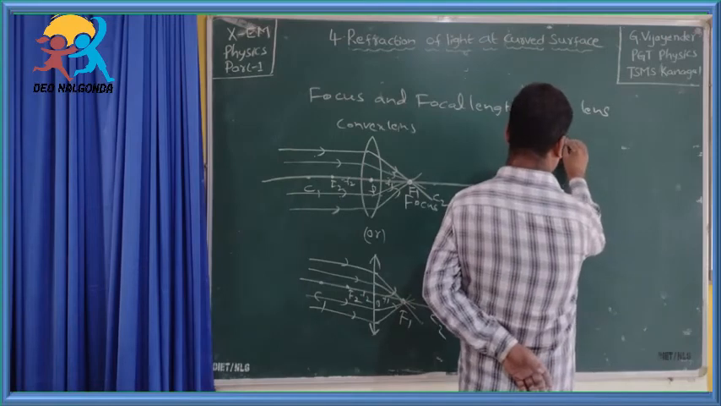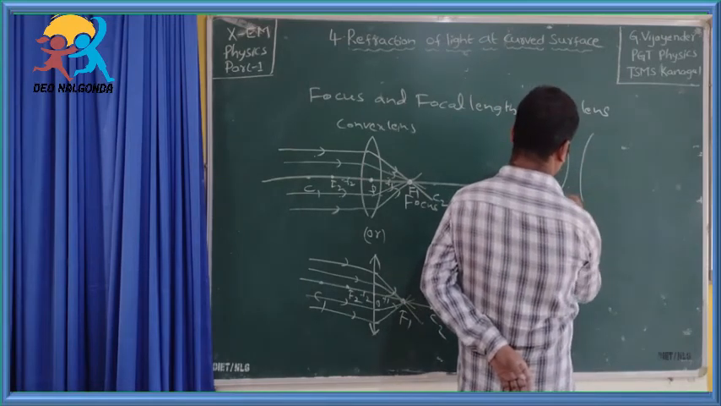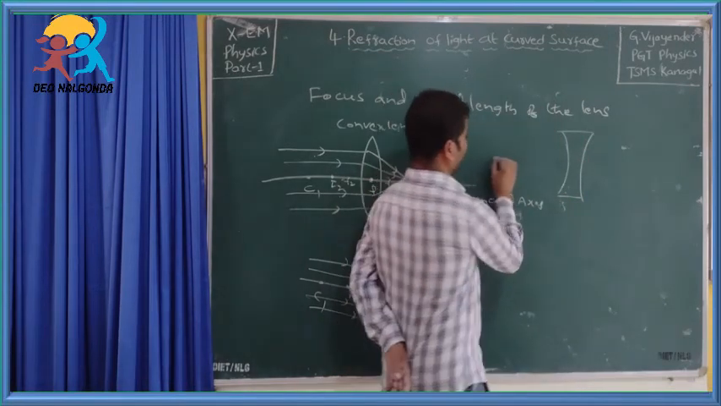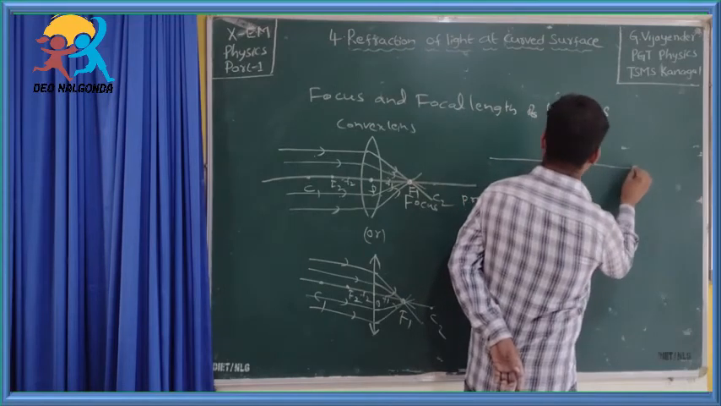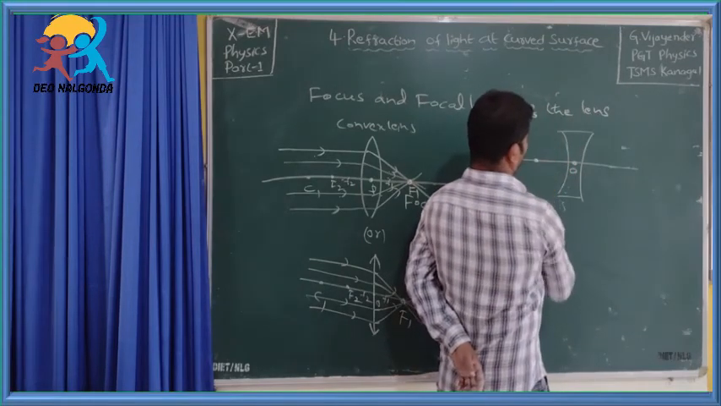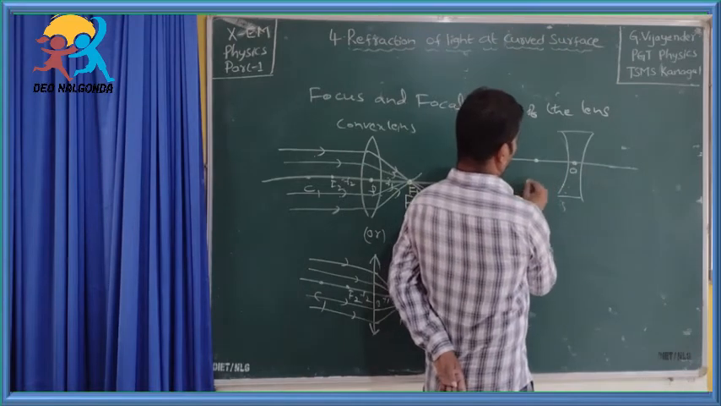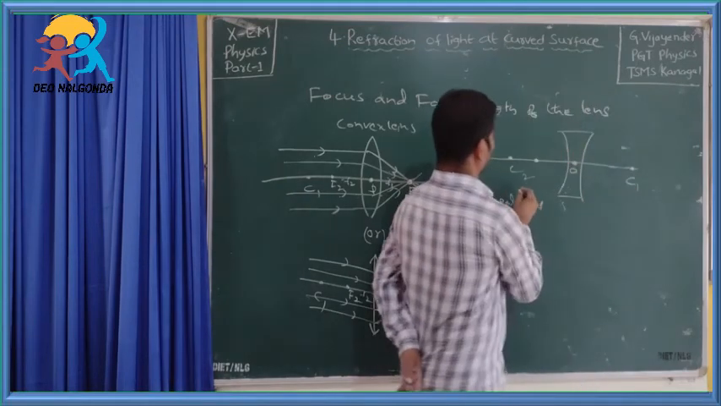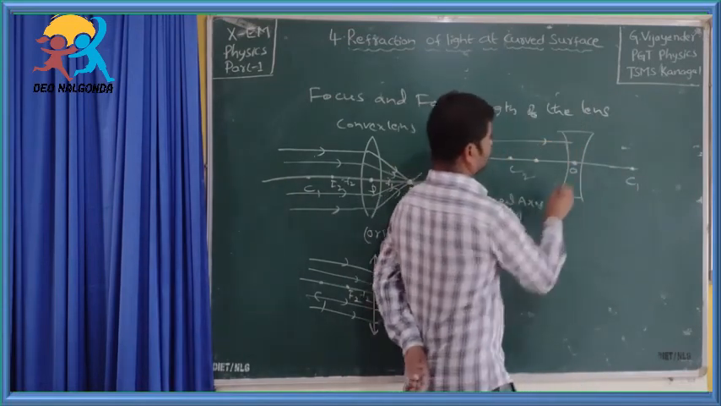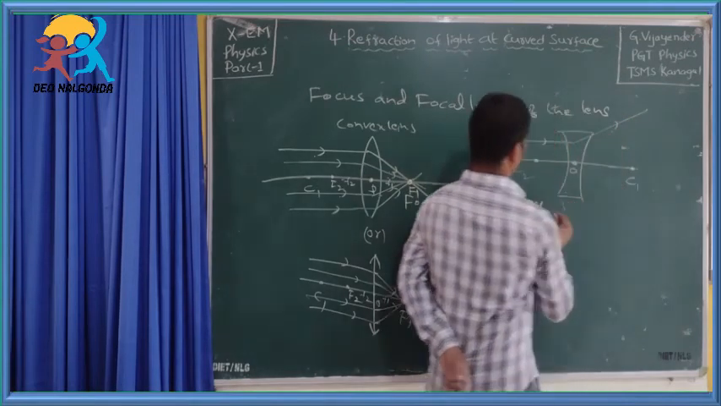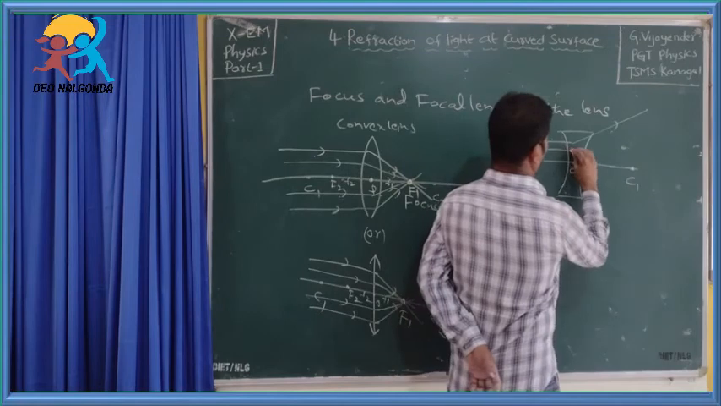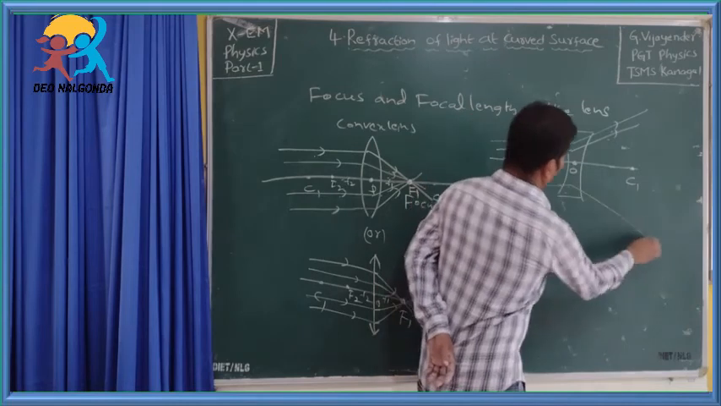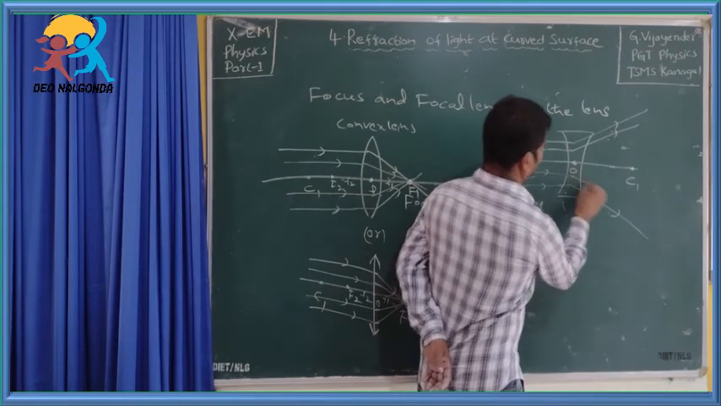For a concave lens we can also draw the ray diagram. For a concave lens, both surfaces are concave in shape. This is the optic center O. This is the principal axis, with centers of curvature C1, C2. Here the incident ray is parallel to the principal axis, then the refracted ray appears diverging. This is the incident ray, the refracted ray.